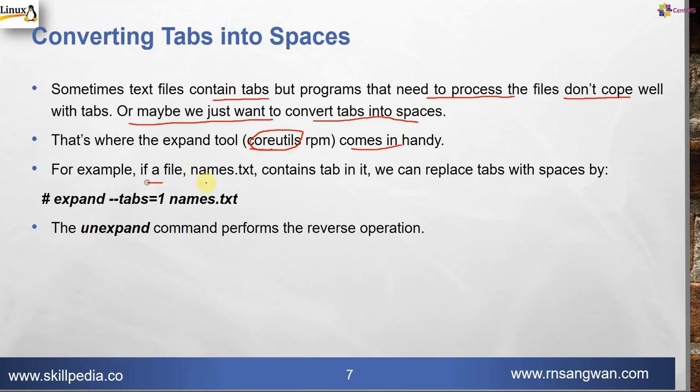For example, if a file names.txt contains tabs in it, we can replace tabs with spaces by running expand -t 1 and the file name. The unexpand command performs the reverse operation.